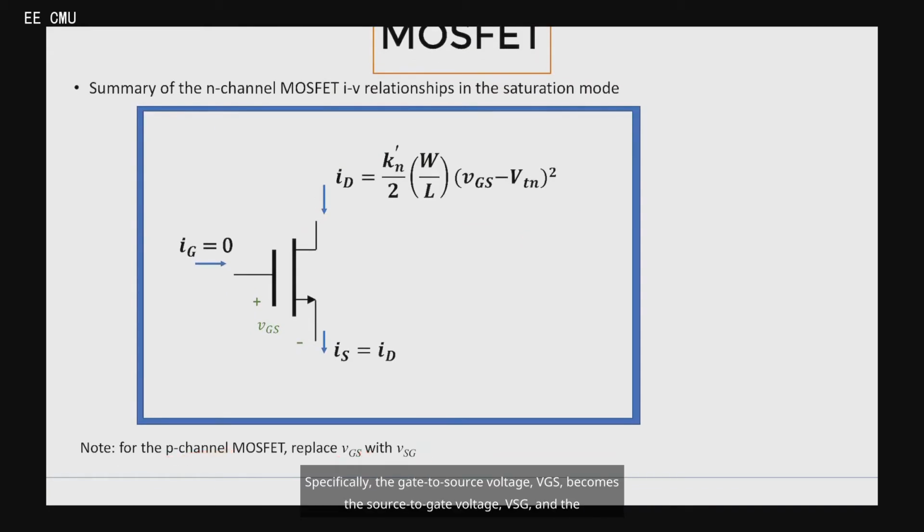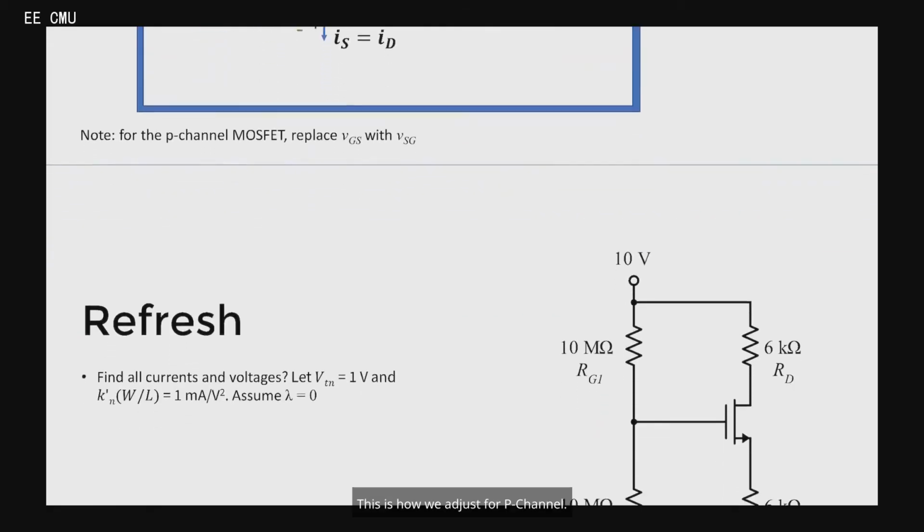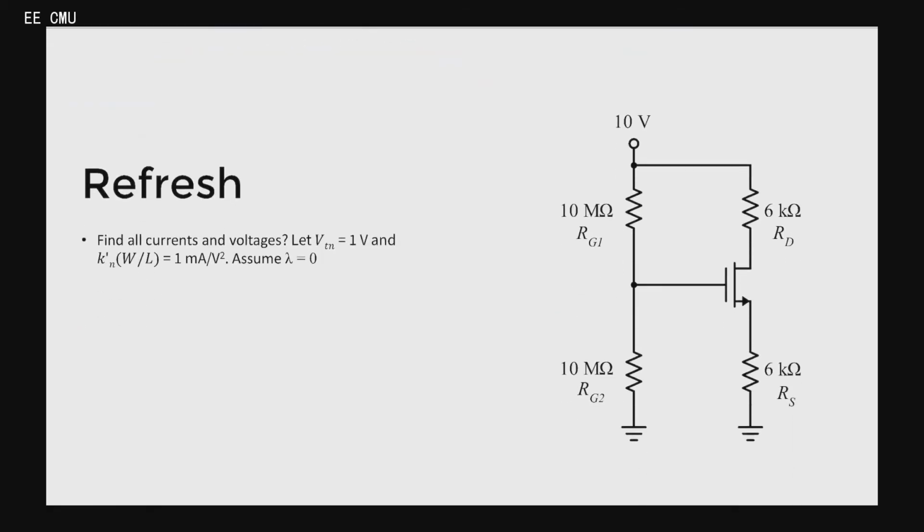Specifically, the gate to source voltage, VGS, becomes the source to gate voltage, VSG. And the drain to source voltage, VDS, becomes the source to drain voltage, VSD. This is how we adjust for P-channel. Try to take a moment and really refresh your memory on this.